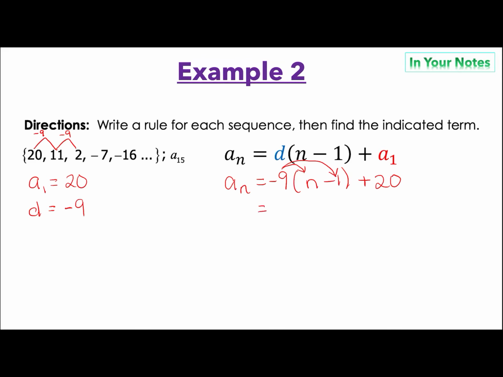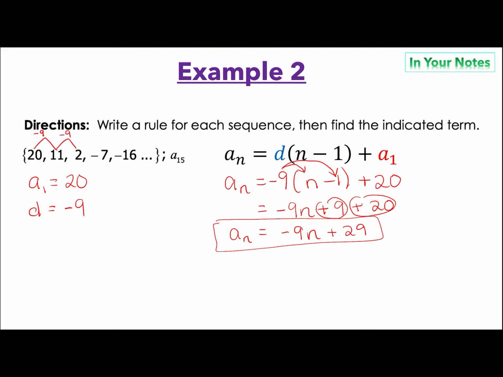Multiply out that negative 9. So negative 9 times n is negative 9n, and negative 9 times a negative 1 is a positive 9, and then we also have this positive 20 at the end. Now we can combine like terms, so combine the 20 and the 9, so this is going to become negative 9n plus 29. So there's our formula.